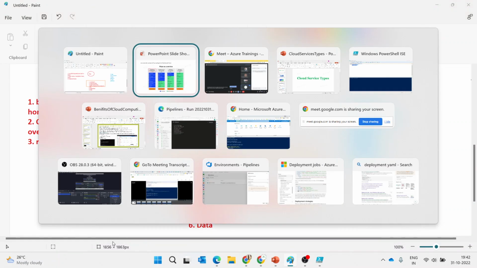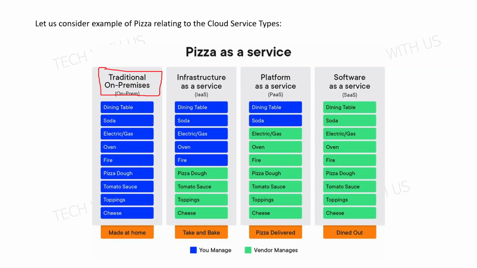In a similar way, if you consider pizza in the traditional on-premises approach, you should buy a dining table, soda, gas, oven, fire, pizza dough, tomato sauce, toppings, and cheese. These are all the things you should have at your home only.